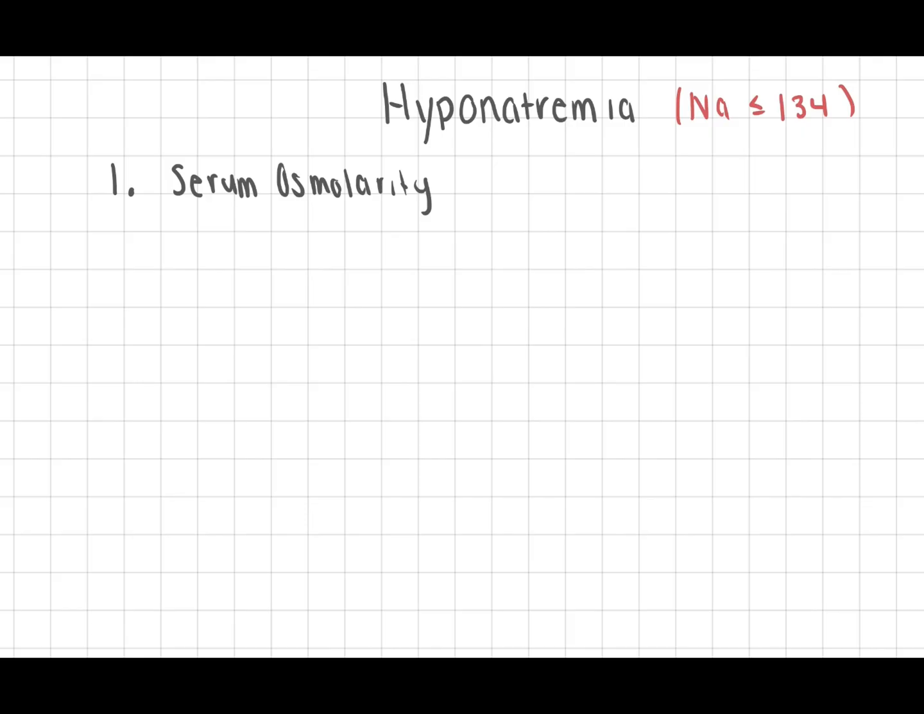So a true hypoosmolar state, a true hyponatremic patient, is going to have a serum osmolarity of less than 280 milliosmoles per kilogram. So if your patient has a serum osmolarity of less than 280, then we call this true hyponatremia, and we can move on to the next step. If it's higher than that, well, maybe check their glucose. It could be something else.